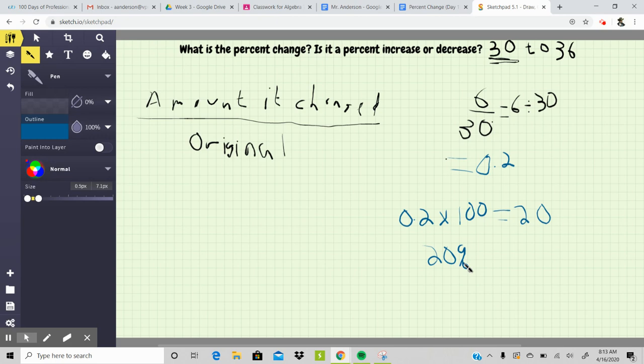Now it's asking, is it an increase or a decrease? Well, that's as simple as it got bigger, right? It increased by 6, so it increased by 20%. So it's a 20% increase.